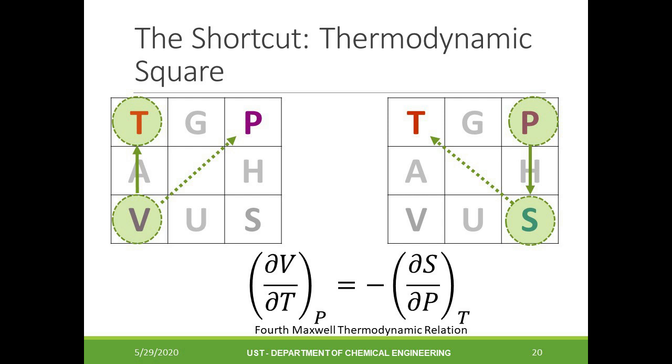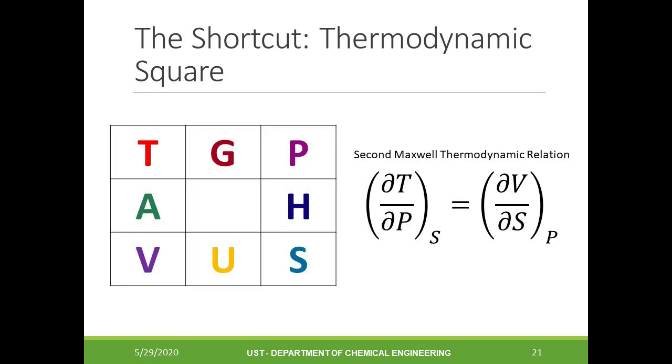Now, to find out which function to keep constant, we start at the bottom, or the function where we started, and draw a diagonally opposite line until the corner. Lastly, when P and S, or when pressure and entropy, come together in a term, we put a negative sign on that side of the equation. Now let us look at the second Maxwell relation.